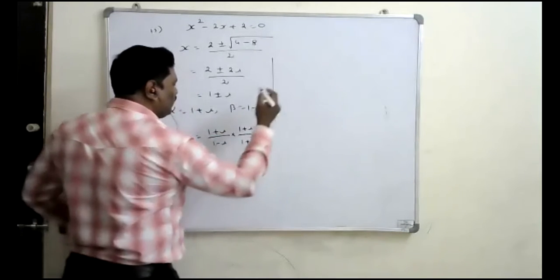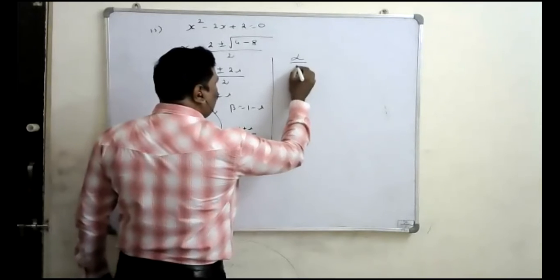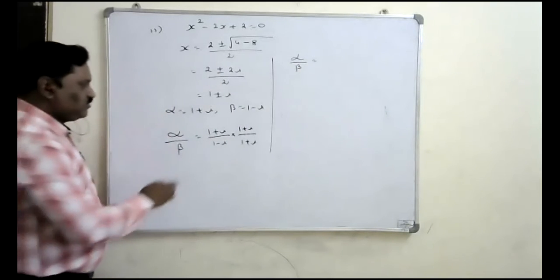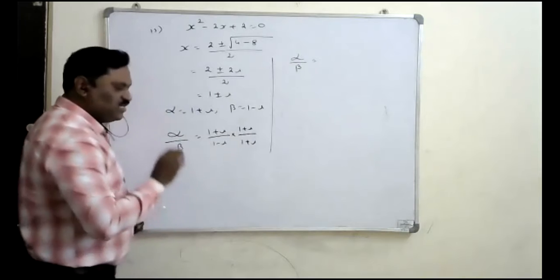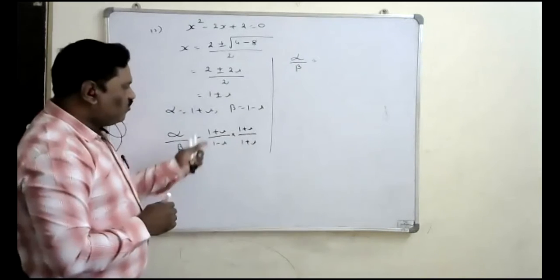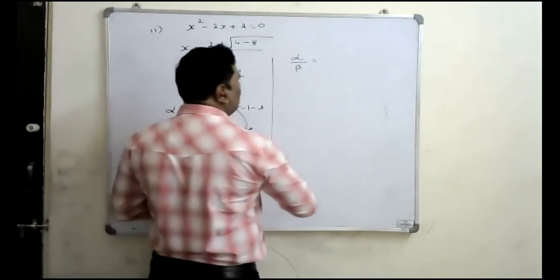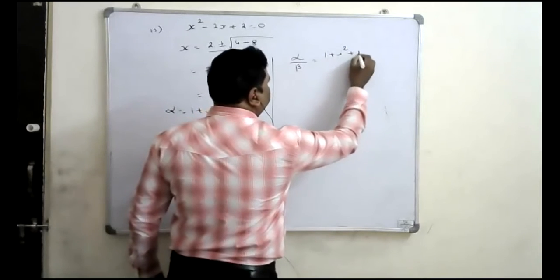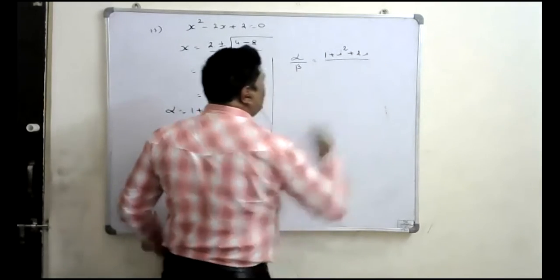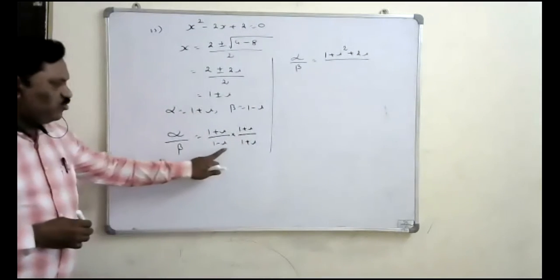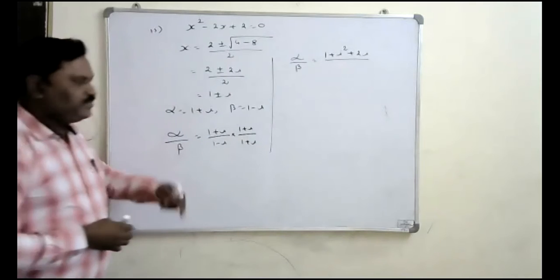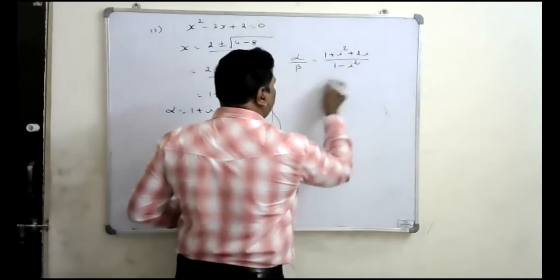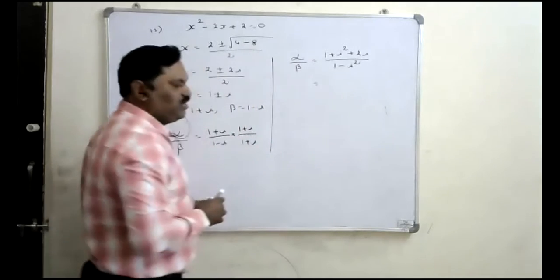So alpha by beta is equal to, in the numerator, if you multiply this, it is 1 plus i into 1 plus i, that is 1 plus i whole square. If you expand that, a square means 1 square plus i square plus 2i. In the denominator it is a minus b into a plus b, that is a square minus b square. A square means 1 square, minus b square means i square. What is the value of i square?